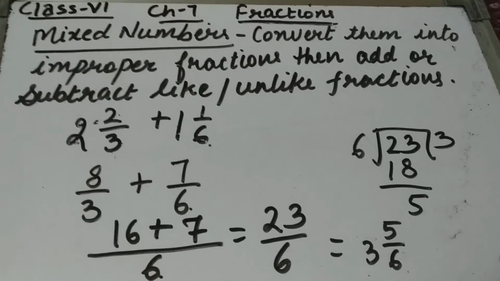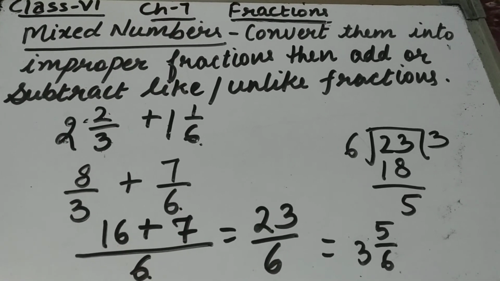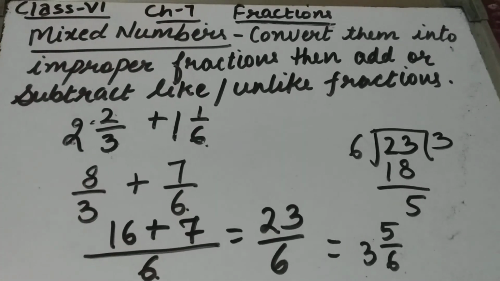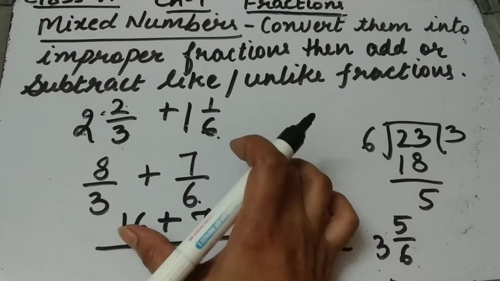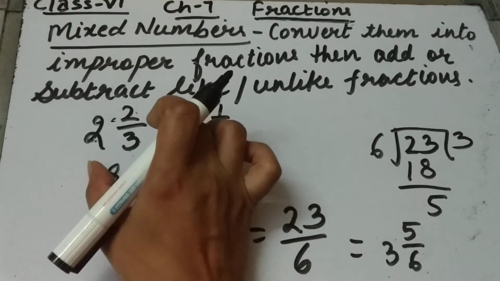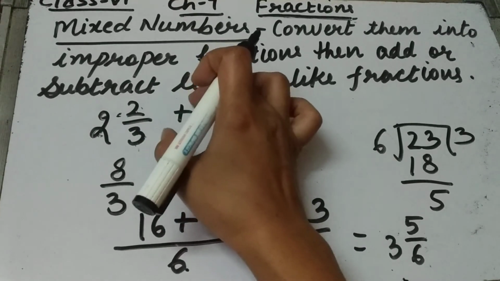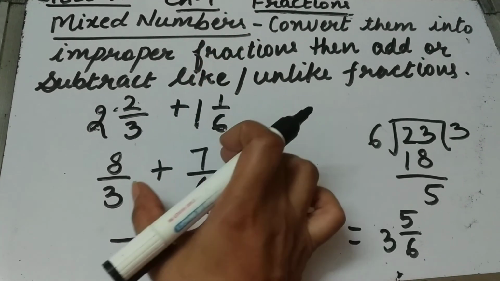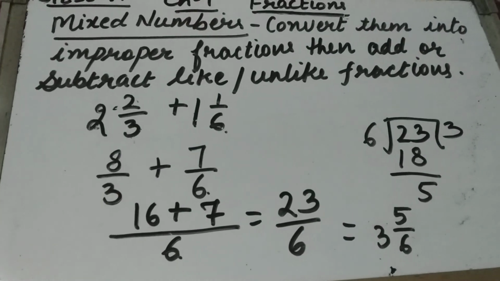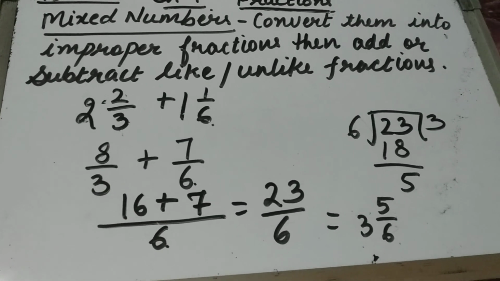This way we add the mixed numbers. And if we have to subtract mixed numbers, we follow the same procedure, but in the end we subtract. We convert the mixed fractions into improper fractions, and here it will be a subtraction sign, so we subtract instead of adding. This way we add or subtract mixed numbers.